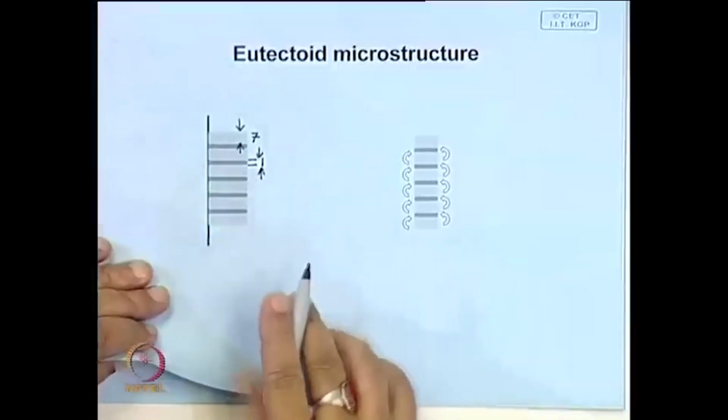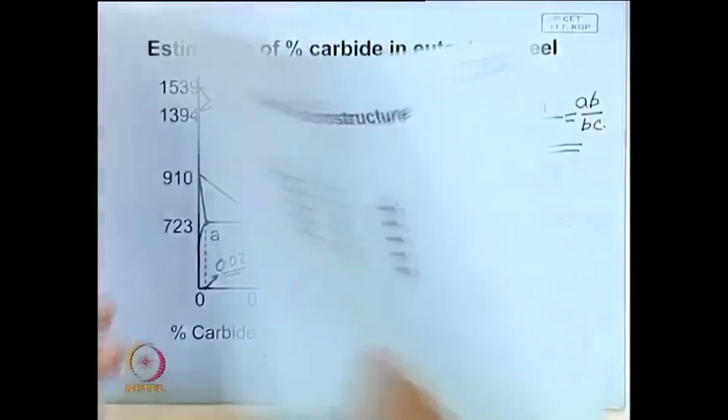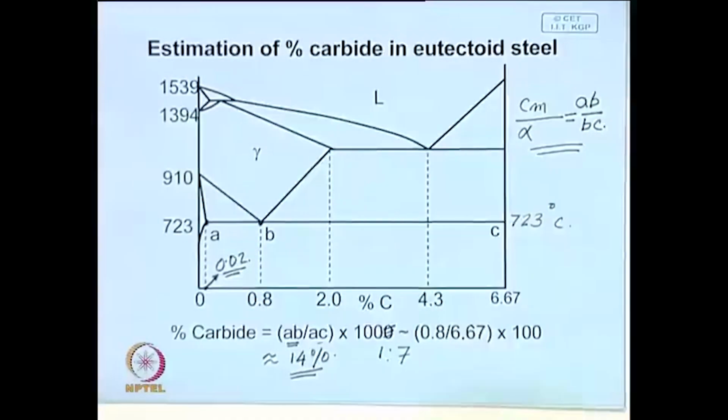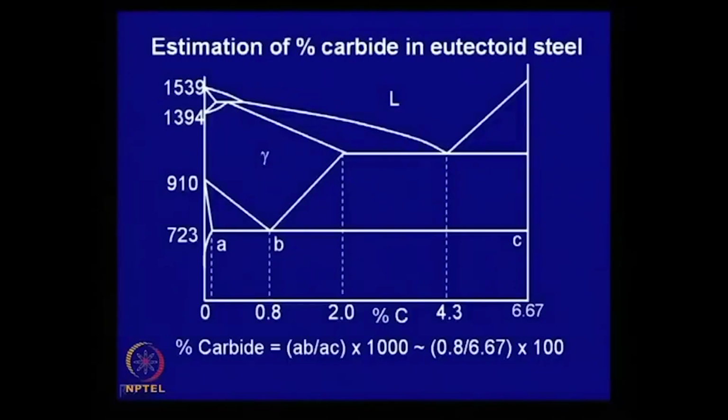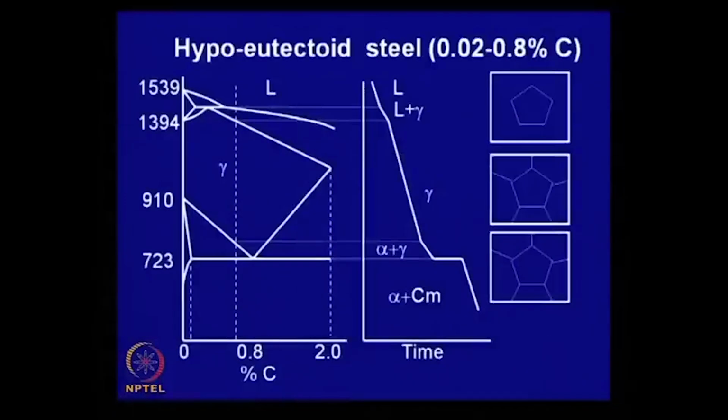So, you get a lamellar pearlite, that eutectoid structure. It is a lamellar structure, and the two phases are present in the ratio 1:7. In the same way, I leave it to you to find out the microstructure that will develop for a hypoeutectoid steel, anything between 0.02 to 0.8.